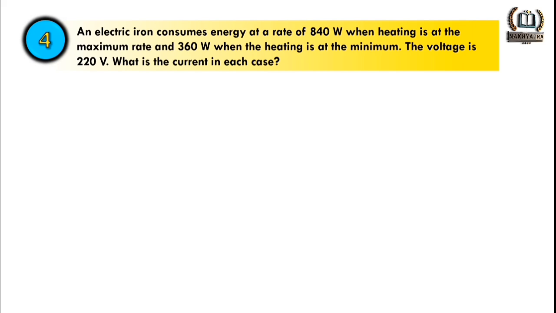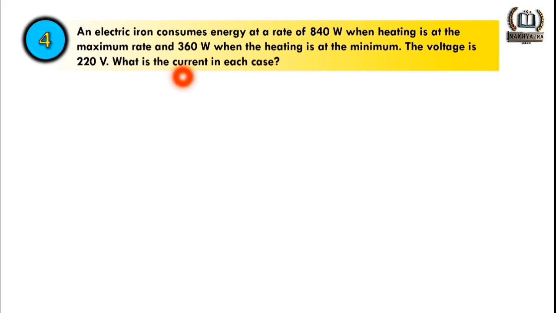Now moving to question number 4. An electric iron consumes energy at a rate of 840 watt when heating is at the maximum rate and at 360 watt when the heating is at the minimum. The voltage is 220 volt. What is the current in each case?